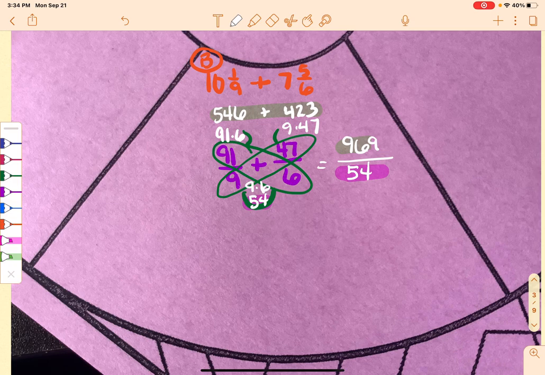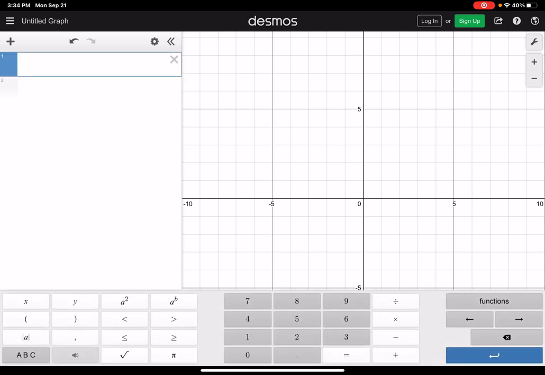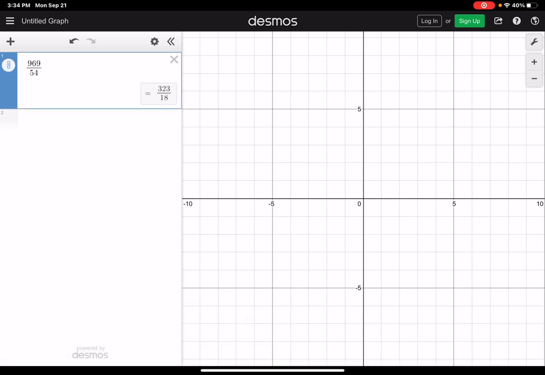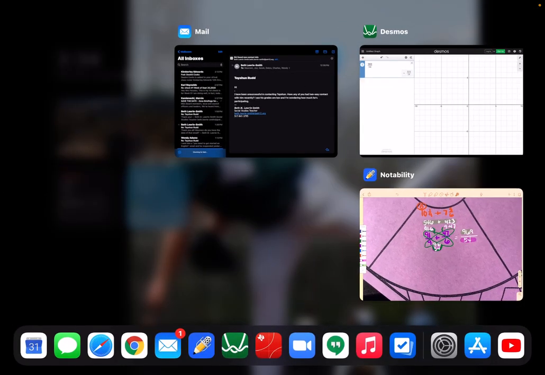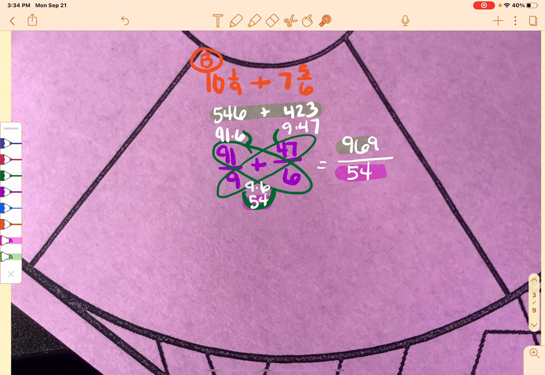So again, we're going to take this fraction now that we have, and we're going to put it in Desmos. So I have 969 over 54. I'm going to hit the fraction icon. So it's 323 over 18. Now, it is improper. The number on top is larger than the number in the bottom. So I'm going to have to divide it out.